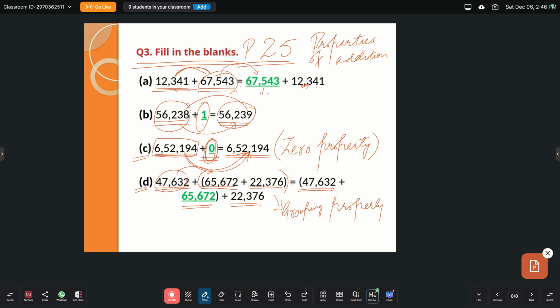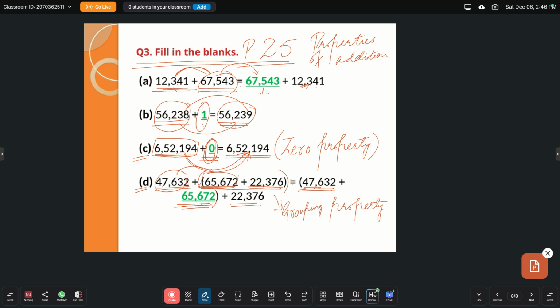Here what he has done, he has kept the first number as it is and he has added the last two numbers, and it will be equal to, if we first add the first two numbers and then the last number. So the second number that is here, that is 65,672, will be in this blank again. Got it, beta? So this is grouping property. I hope you all have got this now.